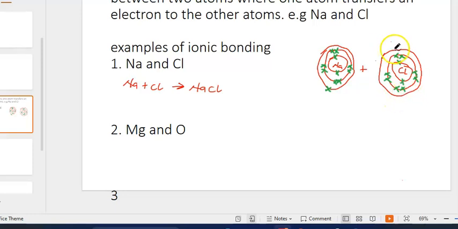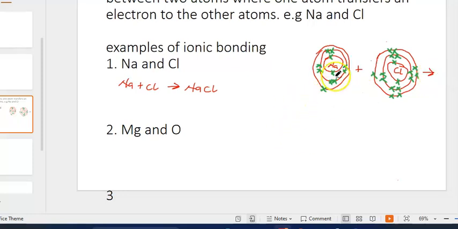And how many electrons? 1, 2, 3, 4, 5, 6, 7. So these are the electrons that we have for sodium and chlorine. When these two react, what we are getting is sodium chloride.